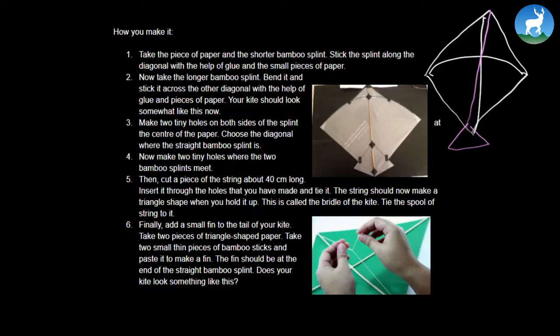Now let's look at the third one. Here's the better picture, by the way, okay? Make two tiny holes on both sides of the splint, at the center of the paper. Choose the diagonal where the straight bamboo splint is. Now make two tiny holes where the two bamboo splints meet. So you make a hole here, maybe red for hole, or maybe blue.